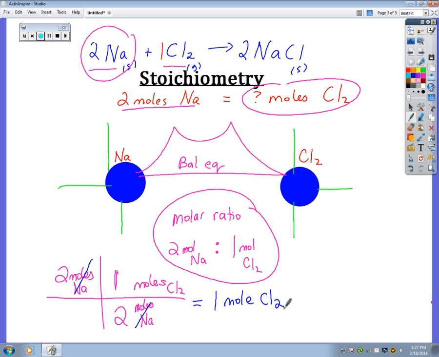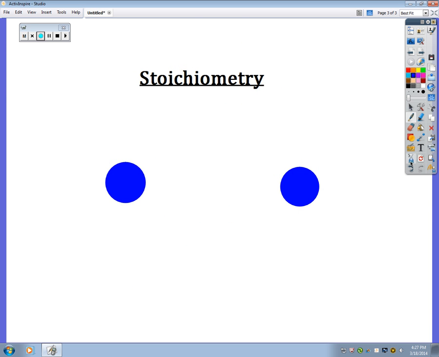Don't you always need half as much? For every 2 moles of sodium, you need 1 mole of chlorine. We're going to go ahead and just keep using this equation, if that's okay. All right? So I actually should write it in, but we'll go ahead and do 2Na plus 1Cl2 makes 2NaCl.